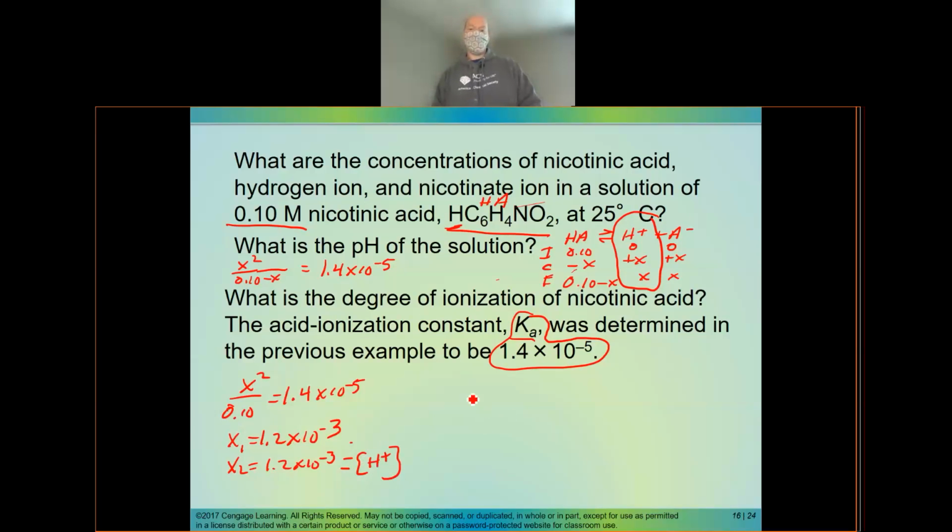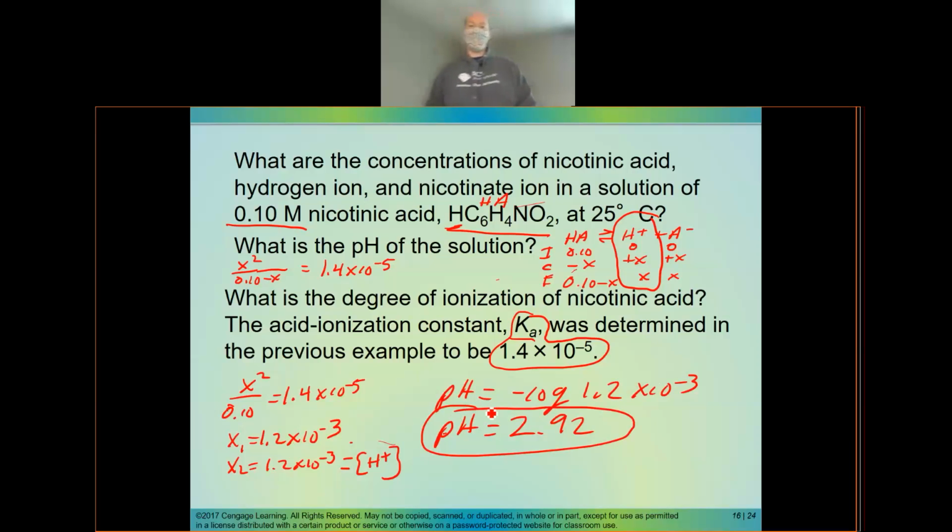All right, and so to find the pH, pH is equal to the negative log of 1.2 times 10 to the minus 3, and your pH is equal to 2.92.